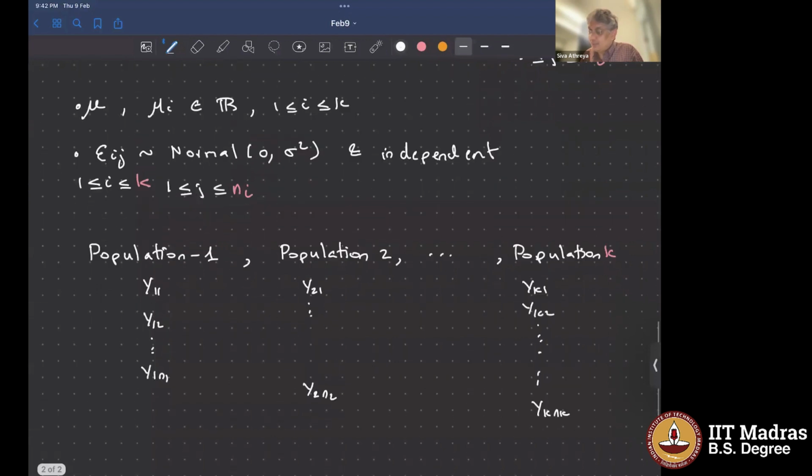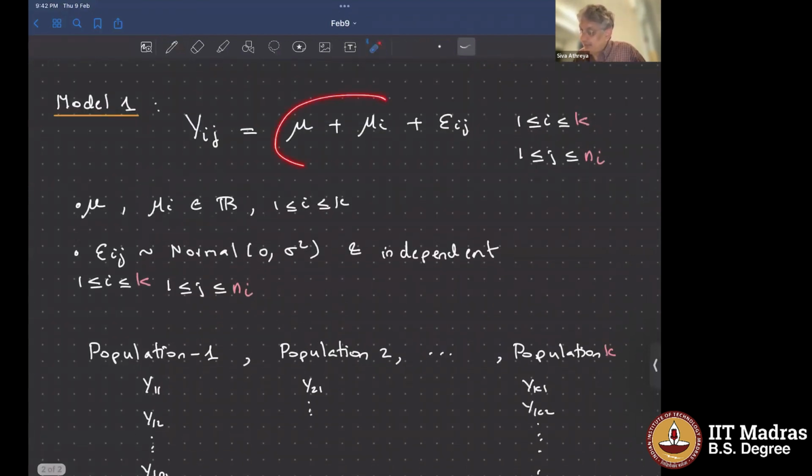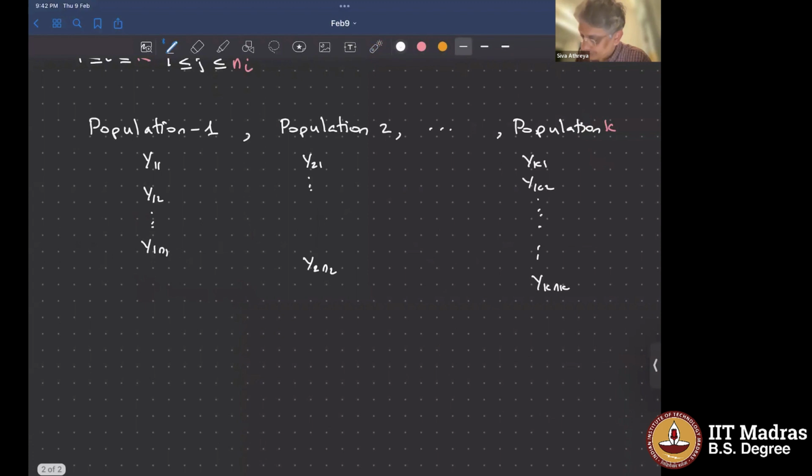And your data set is distributed as normal with mean mu plus mu_i for each random variable, and the variance of the error epsilon, sigma squared. Let's fix one last notation: the total size, which we call n. n is just n_1 plus n_2 plus n_3 all the way up to n_k. That's the total sample size.